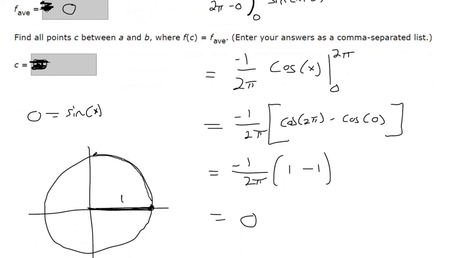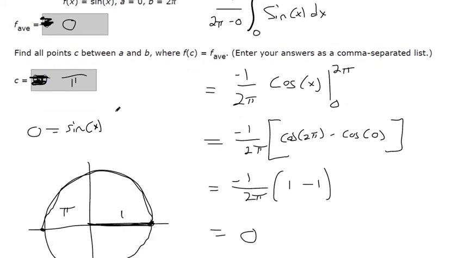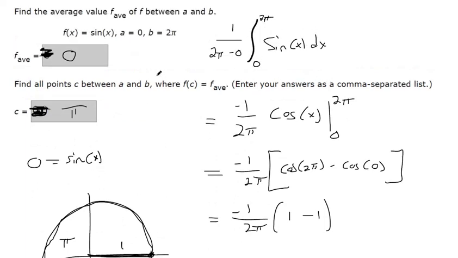The other y value on the unit circle that's 0 is over here. This is 180 degrees. In other words, that's pi. So I think the only answer we enter is pi, because I'm being really specific with their language. They're saying all points between a and b. 0 is one of those points, but it's not between a and b, so I think pi would be the only answer here.